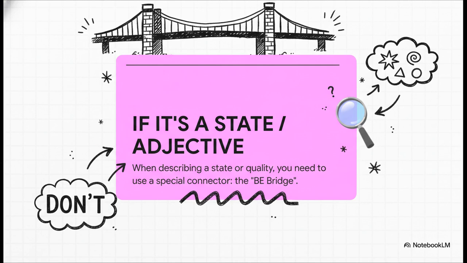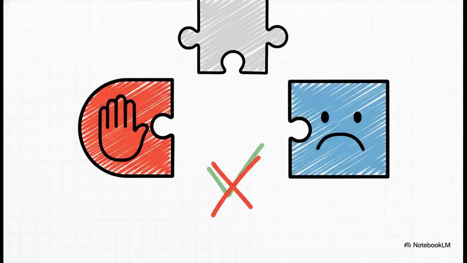And this is where our solution comes in. When you're dealing with a state, a quality, or an adjective, you need a special connector. We're going to call it the "be bridge." Think of it as the link that connects "don't" to the description. Now watch how this works. The be bridge comes in and totally fixes that broken sentence. "Don't sad" becomes the correct "don't be sad," and suddenly it makes perfect sense. That one little word, it changes everything.